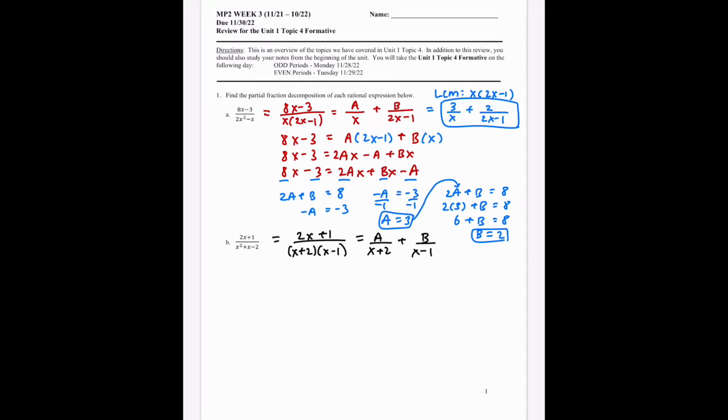By now you should know that the LCM should be x plus 2 times x minus 1. So the numerator will become 2x plus 1 equal to a times... make sure you multiply a by x minus 1 and not x plus 2. You want to multiply it by that one. Shoot, I need to rewrite this.